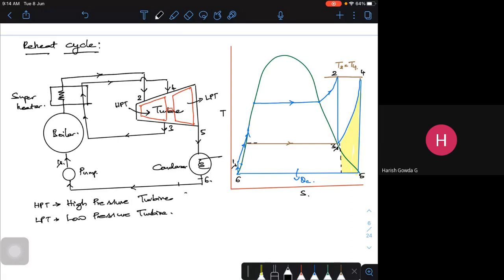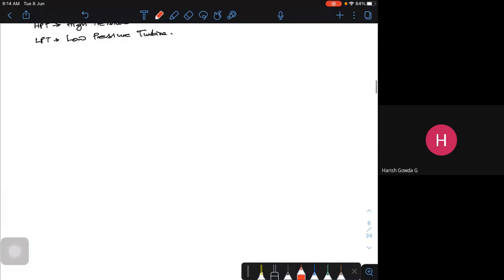Now, one more thing is that instead of a TS diagram, we can use an HS diagram. Can we represent the same operation on an HS diagram? Let me do that. This is my enthalpy and entropy diagram, the HS diagram, which is also called the Mollier diagram. I do have the dry saturation line.